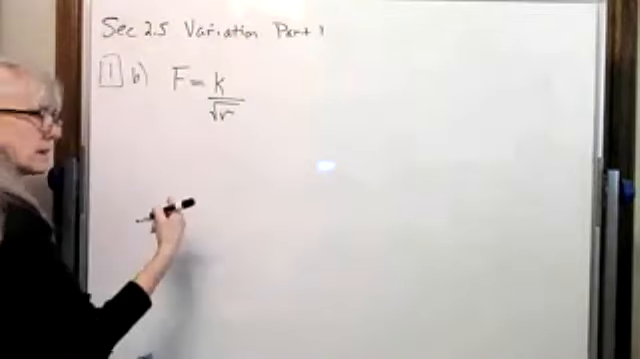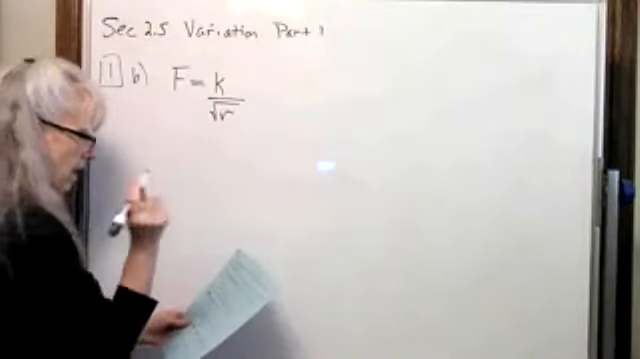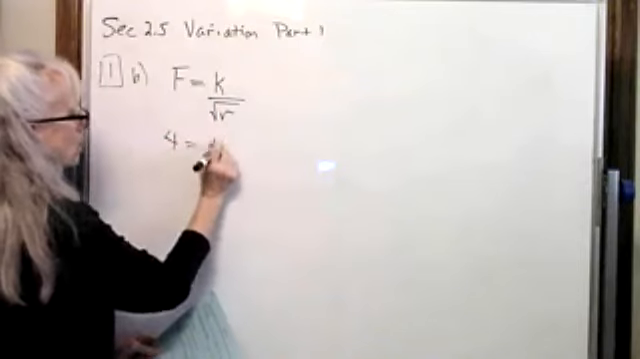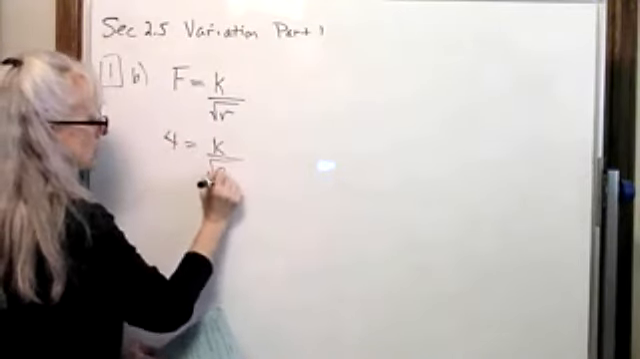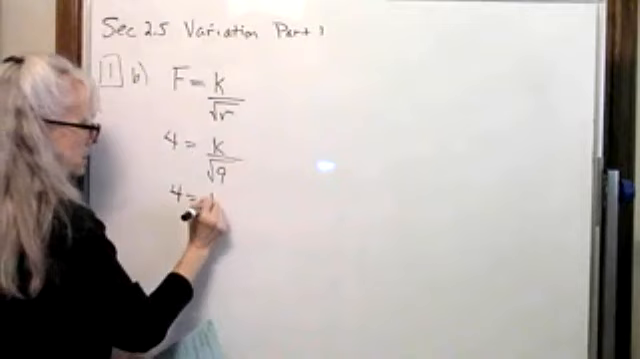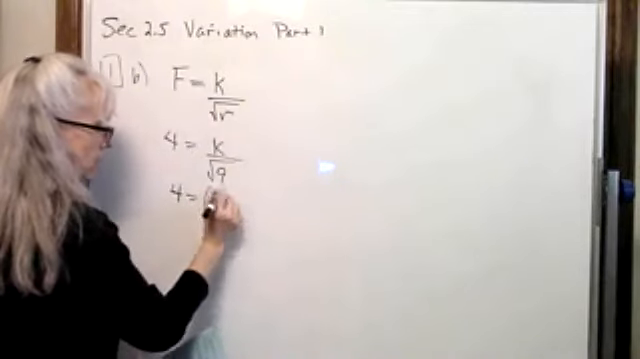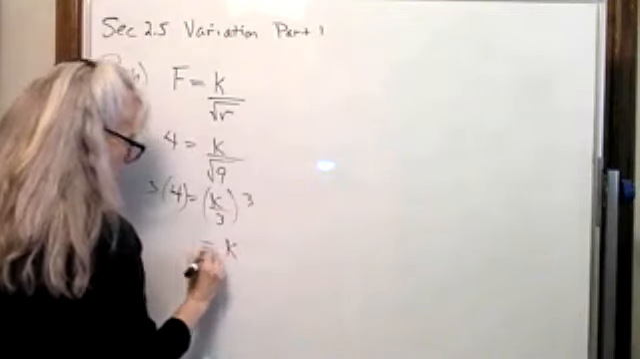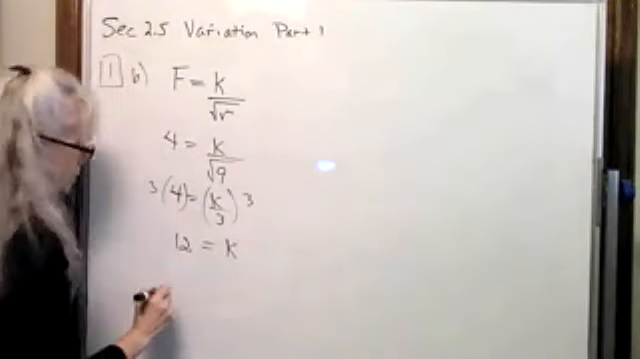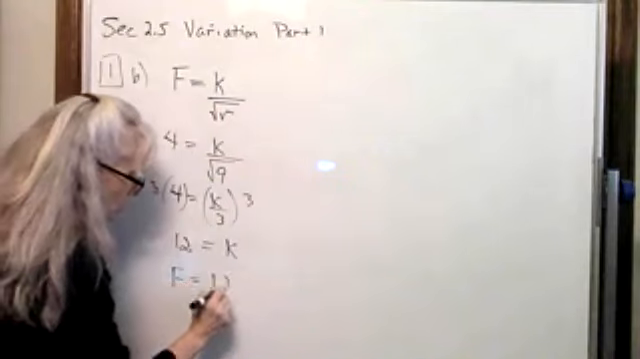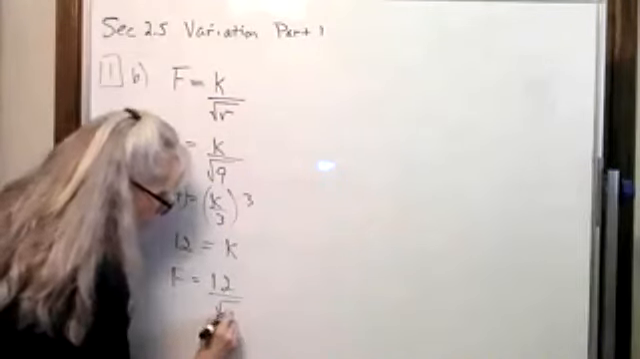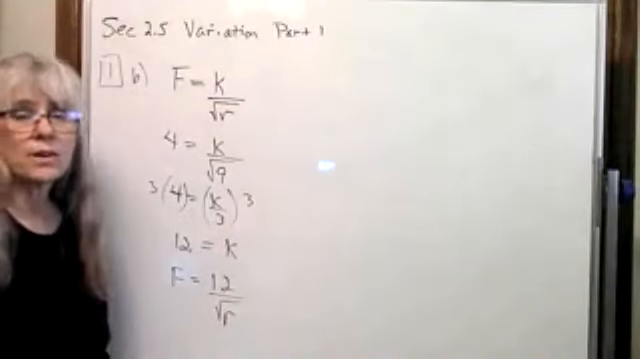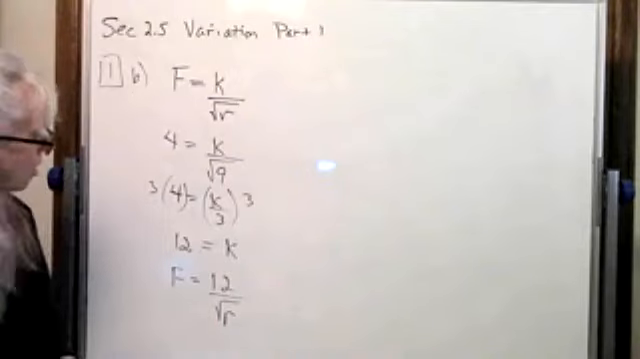And then they give me again a set of numbers. They tell me that f equals 4 when r equals 9. That would be 4 is equal to k over 3. We're going to clear the fraction, multiply everything by 3, and we get k is equal to 12. So f is equal to 12 over the square root of r. So again, you give me another r, I can find an f, or you give me an f, I can find the r. And there it is.